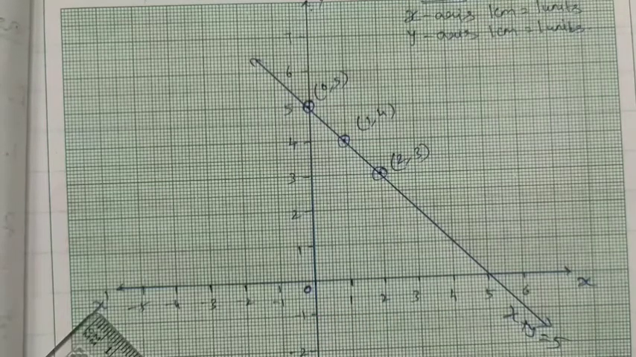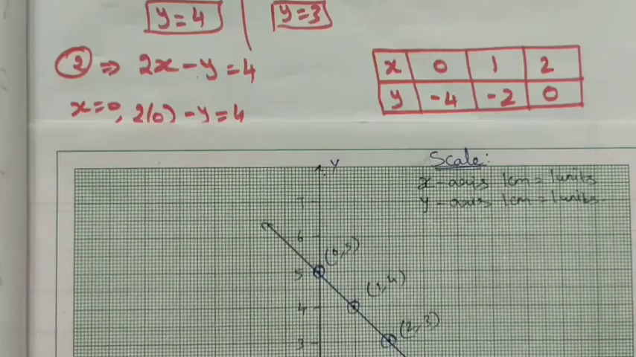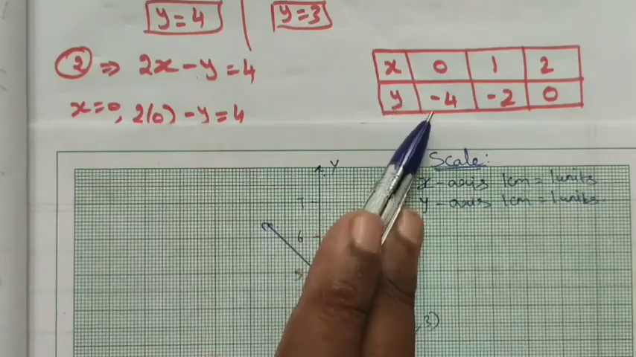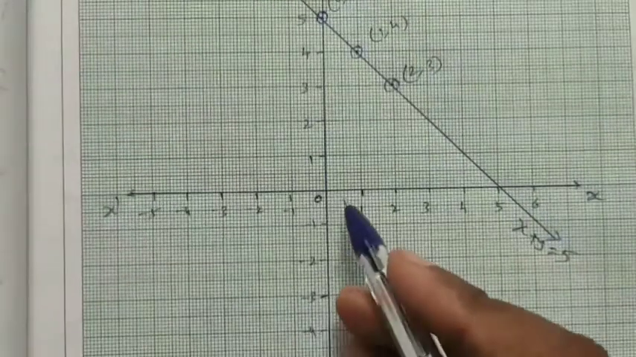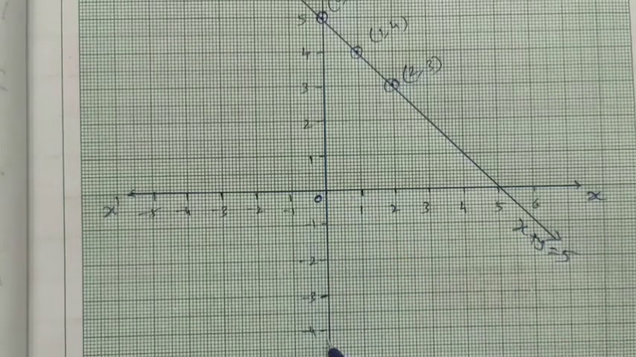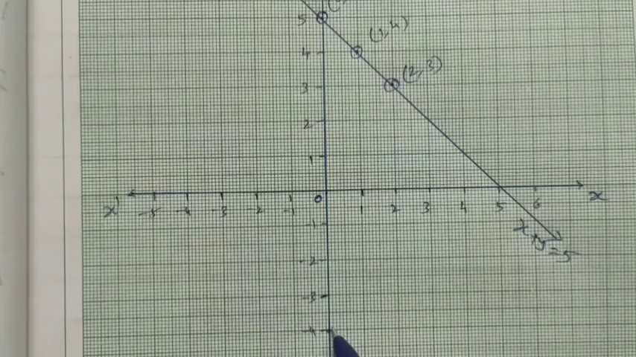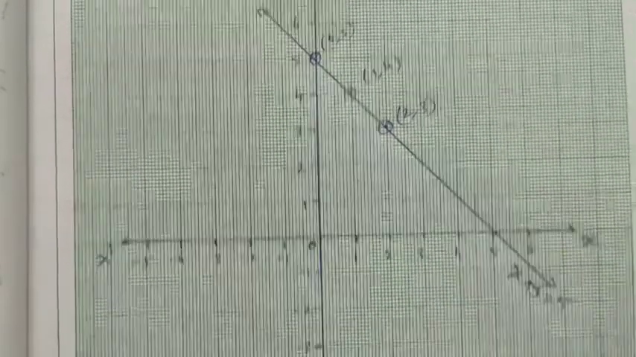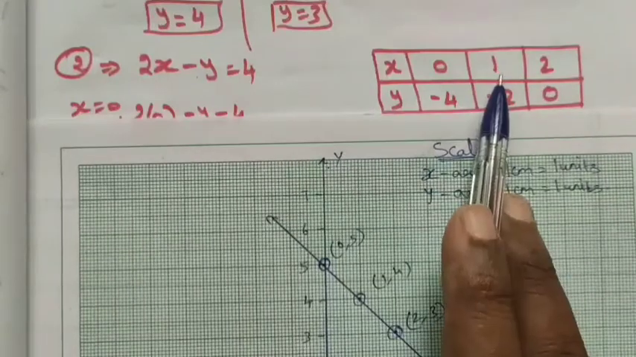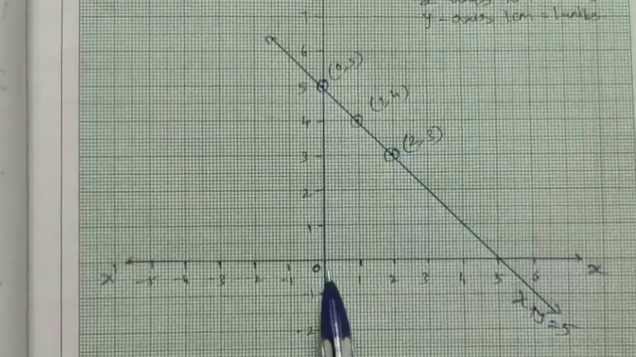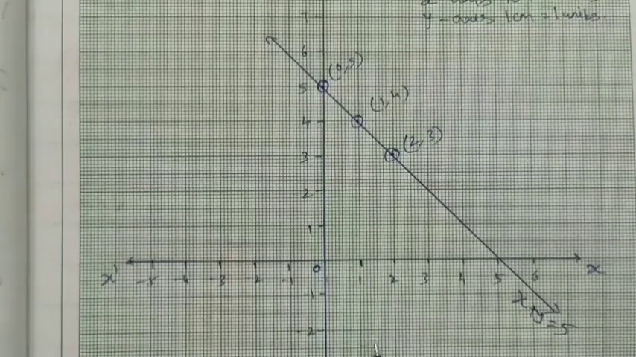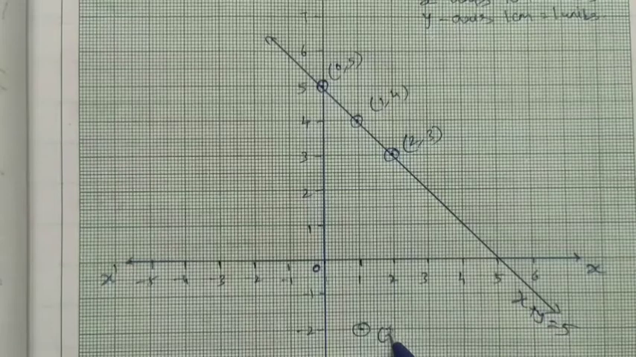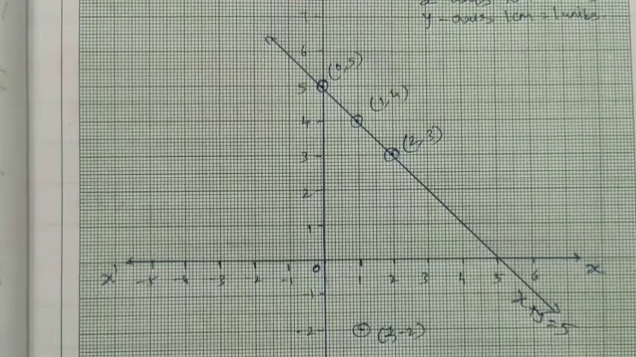Next we see the second equation. Here we have the second equation's points. X equal to 0, y is equal to minus 4, means the point lies here, that is 0 comma minus 4, right? And then x is equal to 1, y is equal to minus 2. The point is lying here, that is 1 comma minus 2.